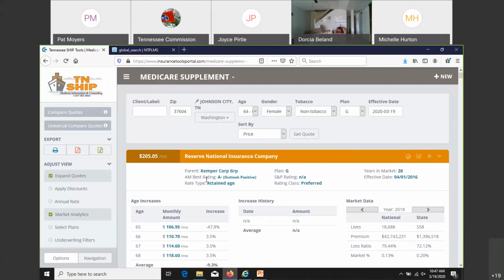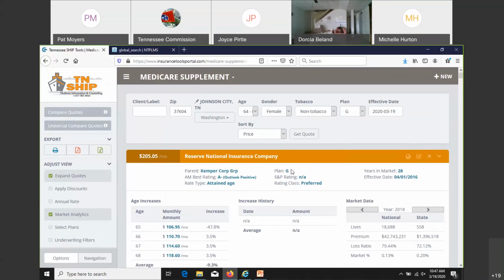When it comes to whether a person would like to go with an attained age, an issue age, or a community rated plan, that is entirely up to them. But I do believe that they should at least pay attention to what the rating type is, so they're aware. Is my plan going to increase on an annual basis due to my age? Is my plan going to remain relatively the same price? What letter plan do I have?